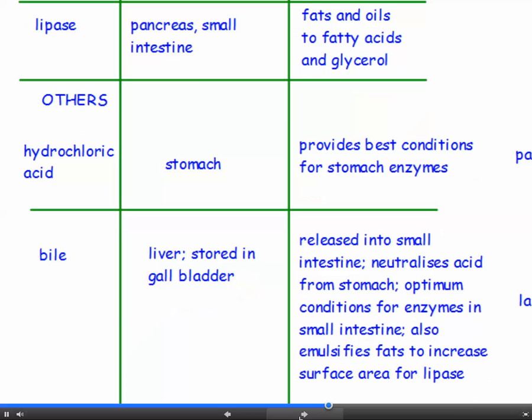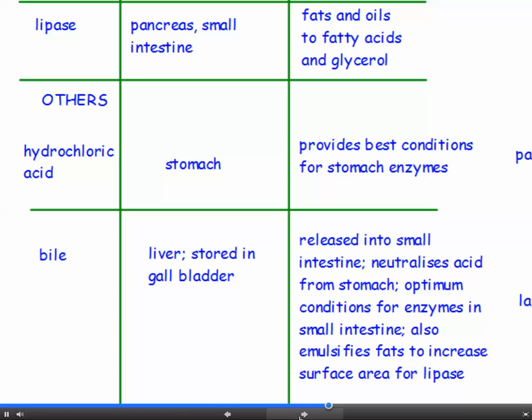Two other chemicals which are released in the digestive system are hydrochloric acid, which is released in the stomach, and that provides the best conditions for the enzymes which are released in the stomach. They like acidic conditions. And bile.